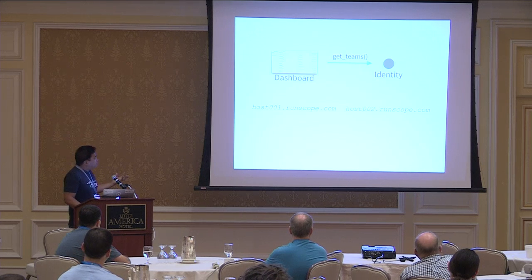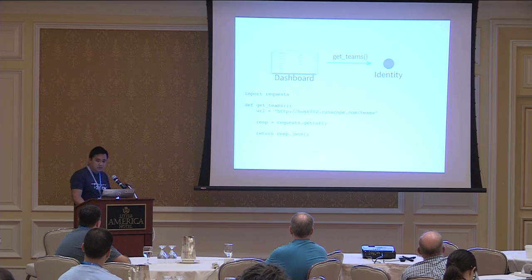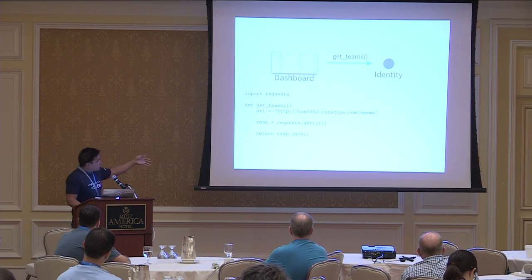So you think, how do I actually implement this function, get teams? And so it's pretty straightforward. We're doing this using requests. Requests is a Python library that's similar to LWP in Perl. And in this code, we're just setting the URL to that host 002. We're making a GET request, and we get the response back in JSON. So this is code, and it works, kind of.